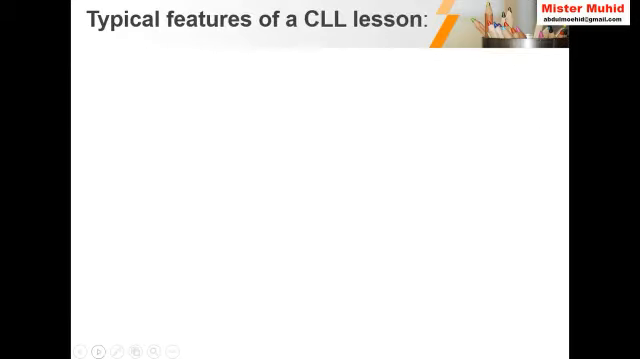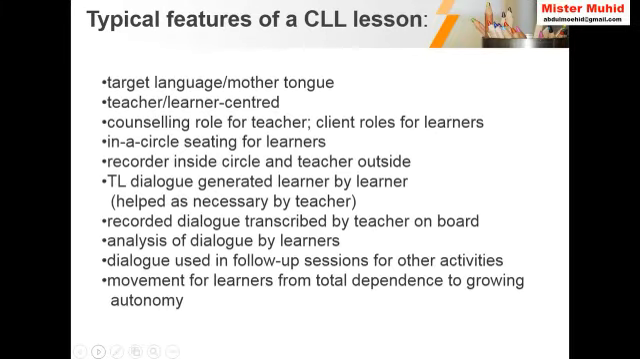So what are the typical features of a CLL lesson? Okay, there are some typical features. The first, target language or mother language. It means that the target language and mother tongue must have an equal position, because some will have the mother tongue as their first language and then they learn to study in the target language. Teacher and learner are centered together. Counseling role for the teacher, client role for learners: teacher as counselor and learners as clients.